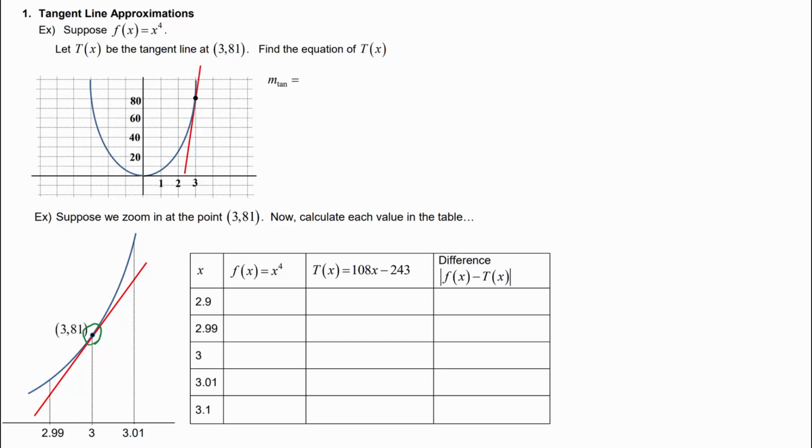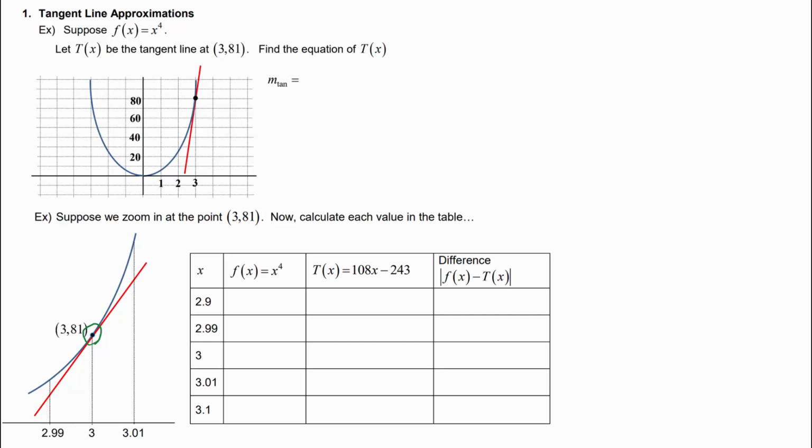So to find the equation of a tangent line, we need the slope and a point. We are already given a point, (3, 81). So to find the equation of this tangent line, all we need now is to find the slope, and the slope can be obtained by finding the derivative of f of x, as you know.